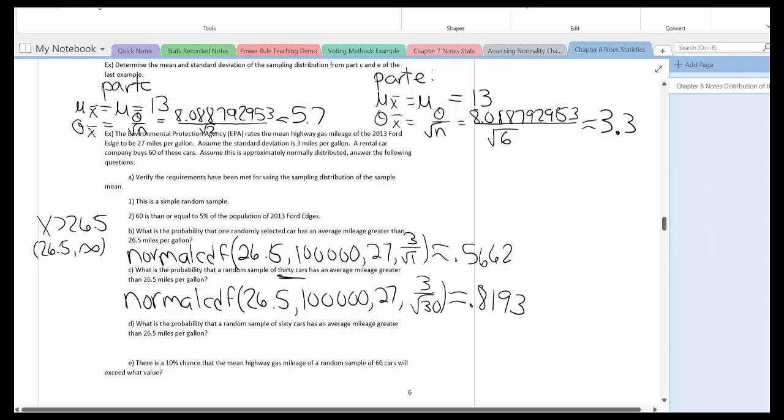Okay, let's take a look at part D. What is the probability that a random sample of 60 cars has an average mileage greater than 26.5? Normal CDF, 26.5, comma, 100,000, comma, 27, comma, 3 divided by the square root of 60. Putting that into the calculator, rounding appropriately to 4 decimal places, you get that.